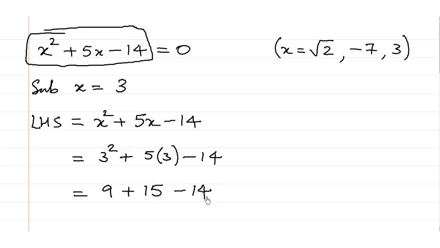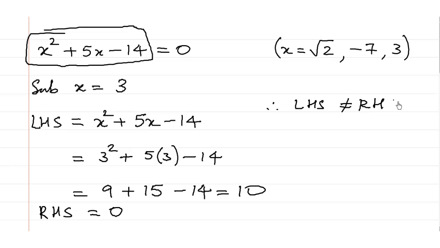15 minus 14 is 1, 1 plus 9 is 10. And RHS is not 10, RHS is a 0. So we can state that, therefore, left hand side is not equal to the right hand side. Therefore, the value of x is equal to 3 is not the root of the given quadratic equation.